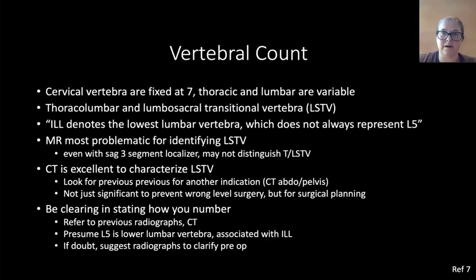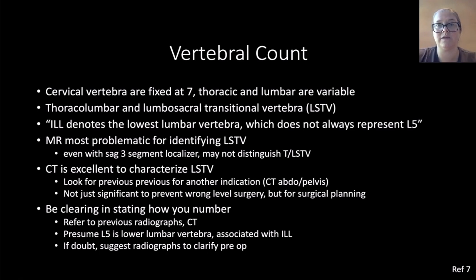Vertebral count, I'm not going to go through this because I just wanted to talk about one other thing. But again, if I can make a pitch for, look in the patient's jacket, did they have an old x-ray that can help you? Do they have a previous CT? You don't want to be involved in a wrong level surgery for the surgeon. Doesn't happen very often, but it's possible.